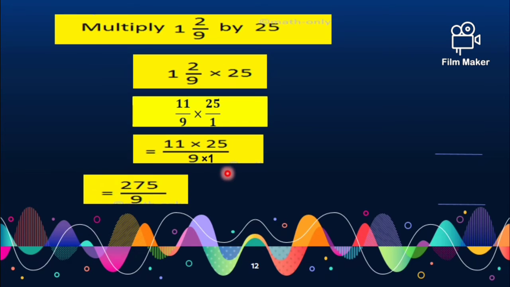11 25s are 275 and 9 ones are 9. 275 by 9 is an improper fraction, and when we have an improper fraction, we will convert it into a mixed number by dividing the numerator by the denominator. This means we have to divide 275 by 9. How will we divide it?